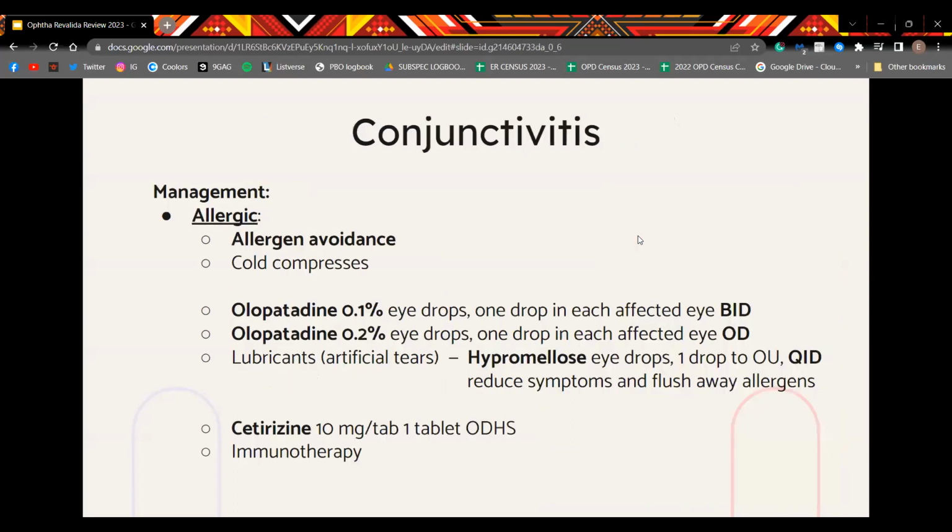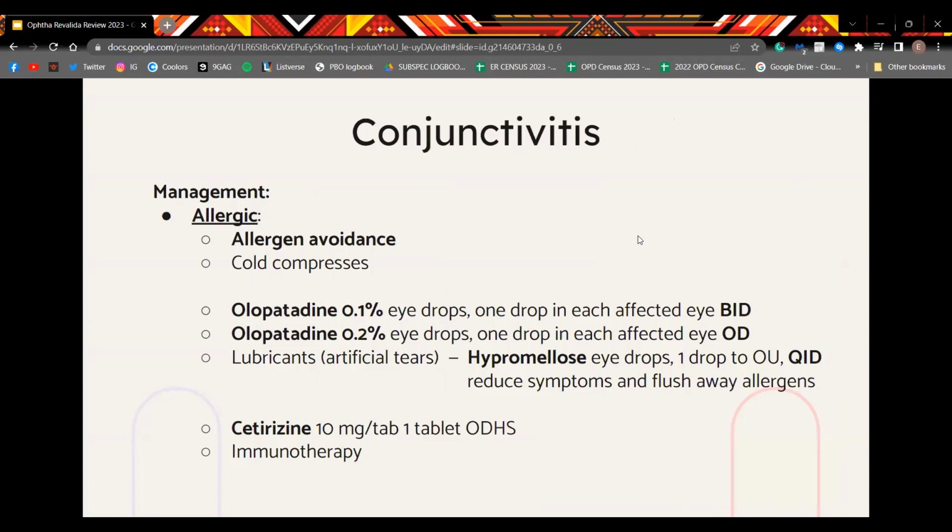Anyways, yung management naman nila is similar, eh. So, hindi ka naman magkakamali dun. So, management ng allergic conjunctivitis would be first and foremost yung allergen avoidance, no? Next, we could also do cold compress to alleviate yung itching nung eye.